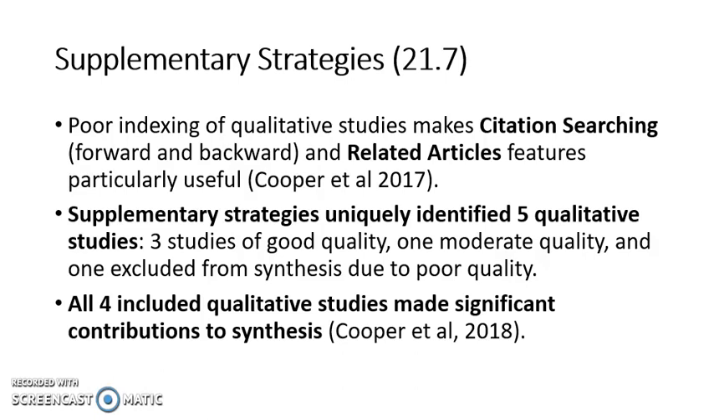In terms of supplementary strategies, the poor indexing of qualitative studies that we mentioned earlier makes citation searching both forward, in terms of citation searches through Google Scholar and Web of Science, and backward, in terms of following up references. In addition, related articles features, such as are available on PubMed and Google Scholar, can be very useful in order to track down related studies.